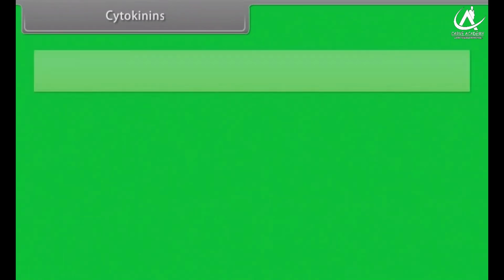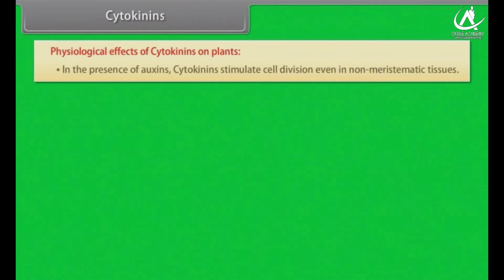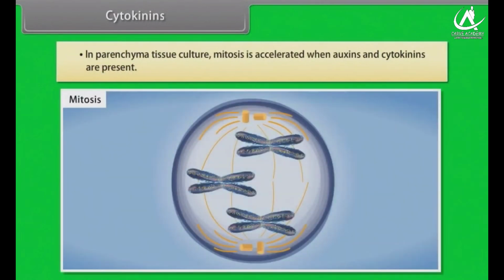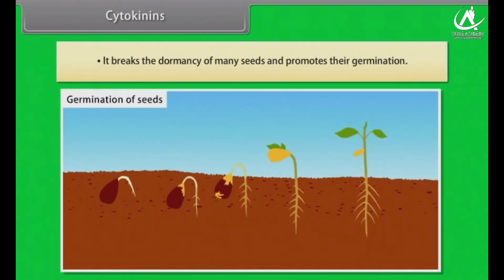Cytokinins. Physiological effects of cytokinins on plants. In the presence of auxins, cytokinin stimulates cell division even in non-meristematic tissues. In parenchyma tissue culture, mitosis is accelerated when auxins and cytokinins are present. It breaks the dormancy of many seeds and promotes their germination.